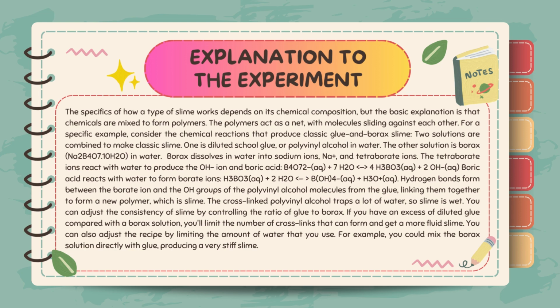H3O+. Hydrogen bonds form between the borate ion and OH groups of the polyvinyl alcohol molecules from the glue, linking them together to form a new polymer, which is slime. The cross-linked polyvinyl alcohol traps a lot of water, so slime is wet. You can adjust the consistency of slime by controlling the ratio of glue to borax. If you have an excess of diluted glue compared with the borax solution, you will limit the number of cross links that can form and get a more fluid slime. You can also adjust the recipe by limiting the amount of water that you use. For example, you could mix the borax solution directly with glue, producing a very stiff slime.